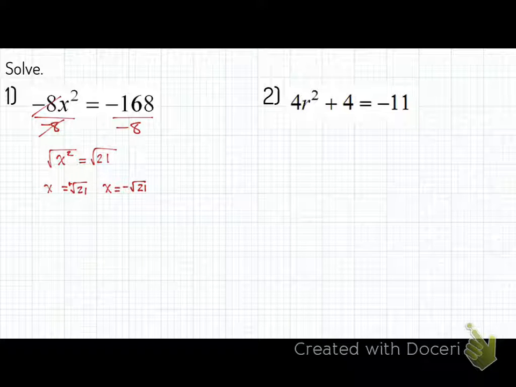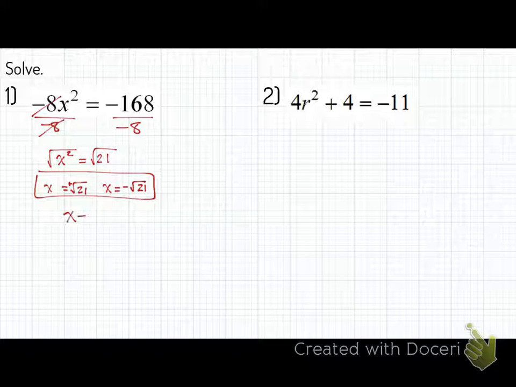Okay? And then I think to myself, can I simplify square root of 21? Yes or no? Okay, what are the factors of 21? Good. Are those perfect square roots? Do they have perfect square roots? No. So that's it. So your answer is x is equal to positive square root of 21 or the negative square root of 21. Okay, you can write your answer like this.